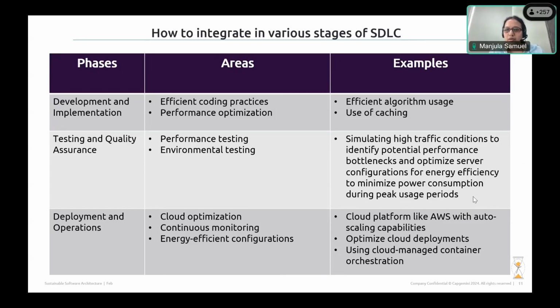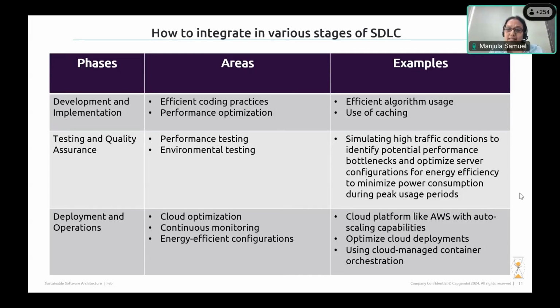So, for example, deploying a web application on a cloud platform, say like AWS with auto scaling capabilities, allows the system to dynamically adjust the resources based on demand. So this further helps optimize our resource utilization and energy consumption.